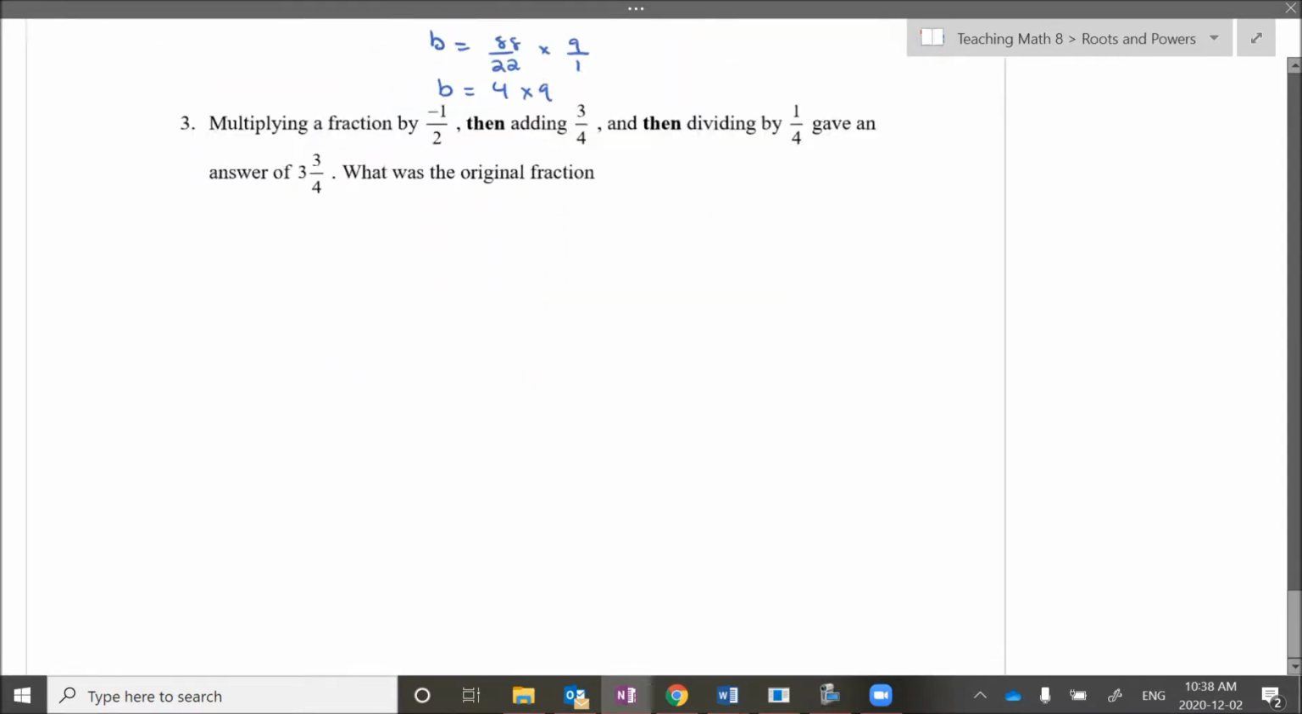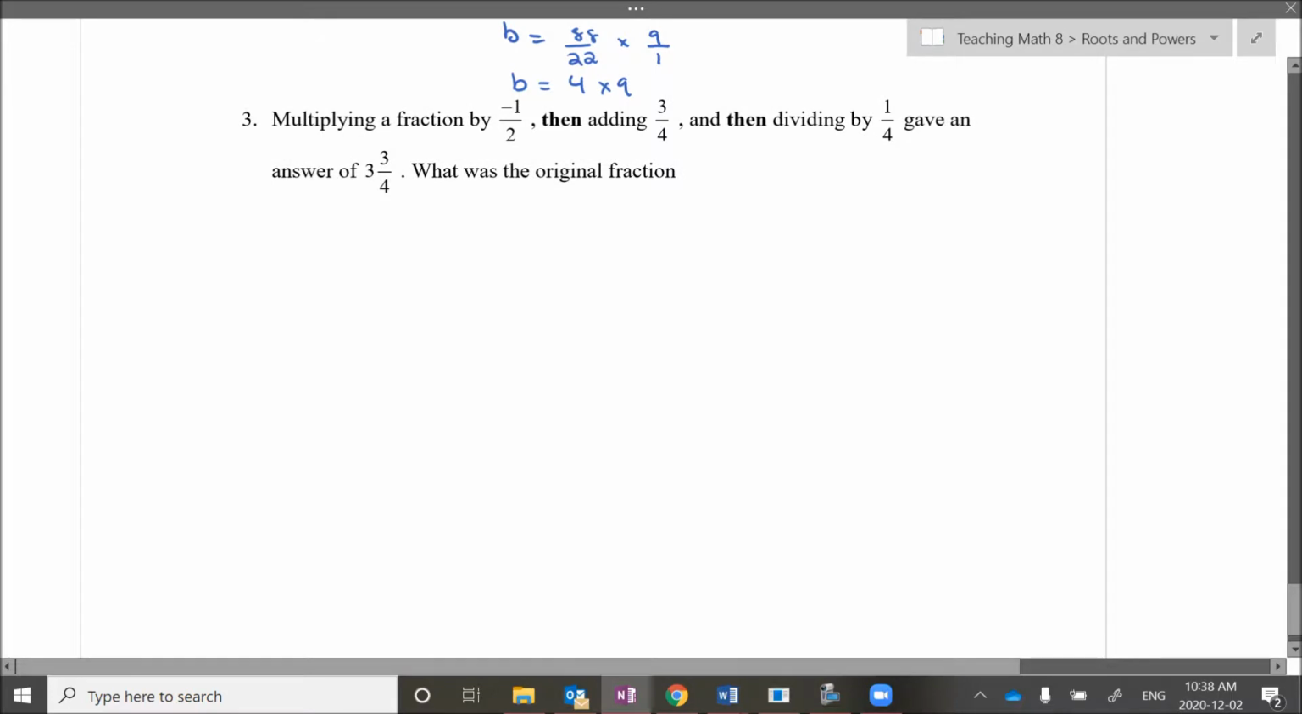Okay, this last one, again, a fabulous question, a lot of struggles. I would write it out as you're reading this one. So we're multiplying an unknown, let's call it x, by -1/2. Then I add 3 over 4. Then all of this is being divided by a quarter. When I do that, I get 3 3/4. I'm going to change that to be improper right away. So that's 12 plus 3, I get 15 over 4.